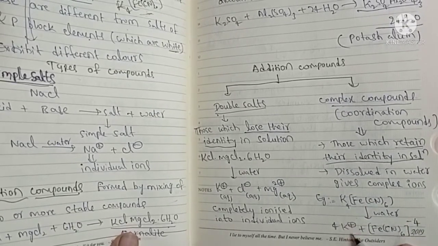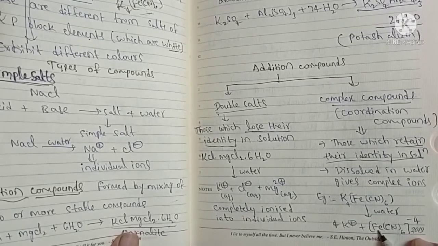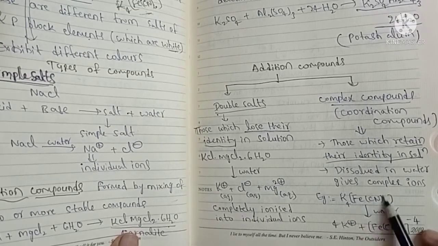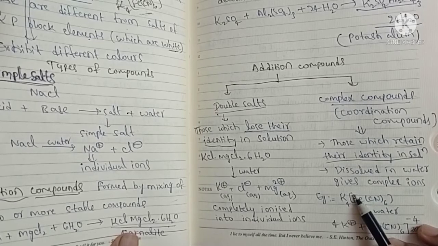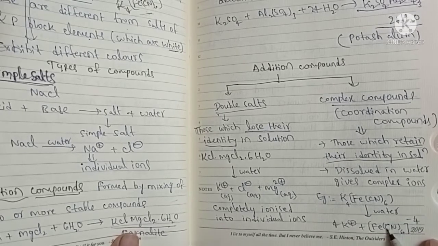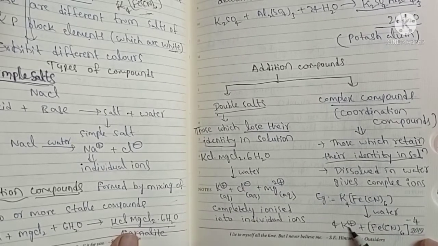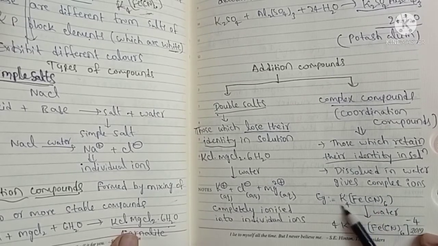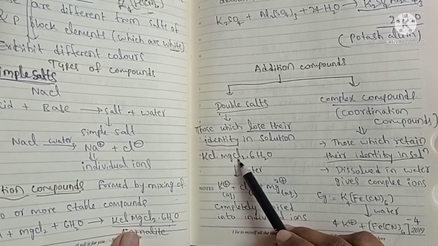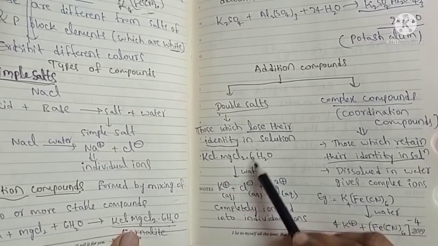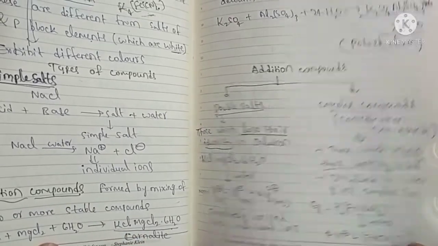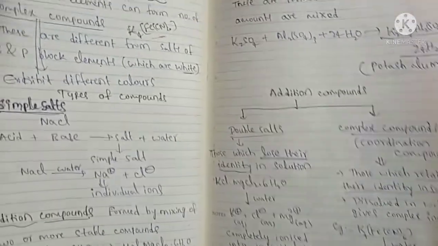By seeing K+ and [Fe(CN)6]4-, we can guess that the compound is this one. For example, an unknown salt is given to you. When you dissolve it in water, it forms K+ and [Fe(CN)6]4-. By seeing this ion formation, we can expect the compound is this one. But in the double salt, by seeing the ions, we cannot tell the addition compound. They lose their identity, but here they retain their identity. This is the difference between double salts and complex compounds.